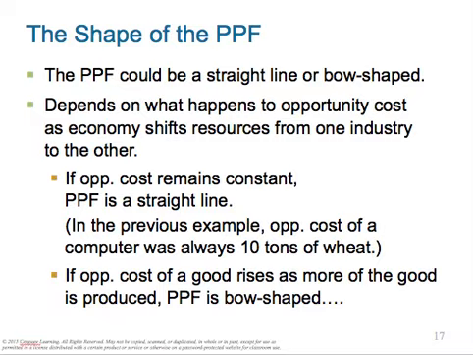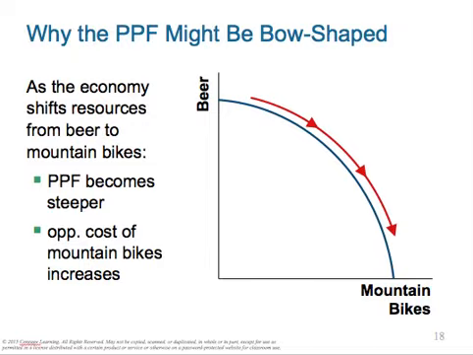If the opportunity cost of a good rises as more of the good is produced, the PPF will be bow-shaped. And we're going to talk a little more about that now. Why might the PPF be bow-shaped? As the economy shifts resources, say in this example from beer to mountain bikes, hopefully you're not doing both at the same time, that could be dangerous.